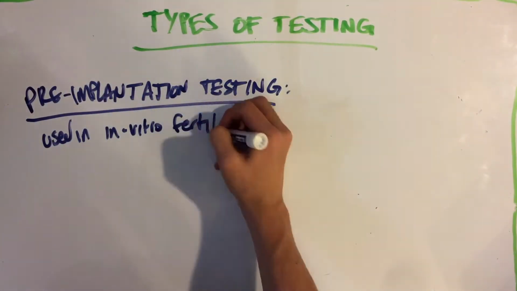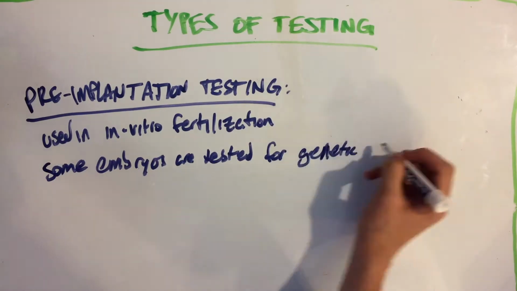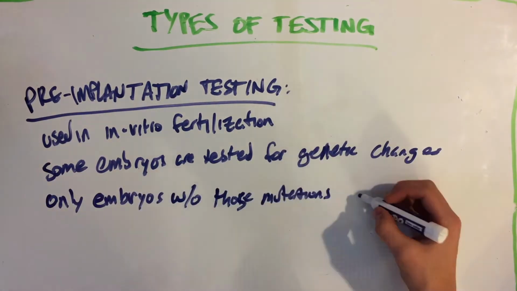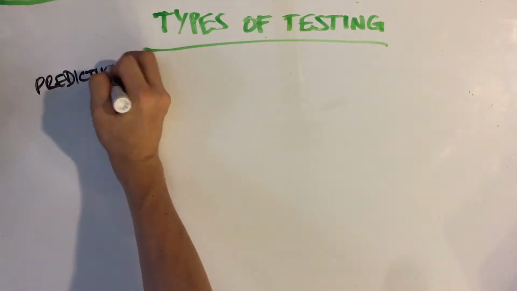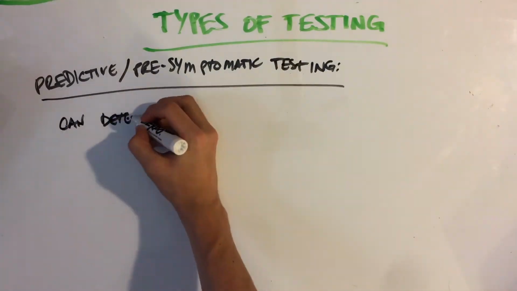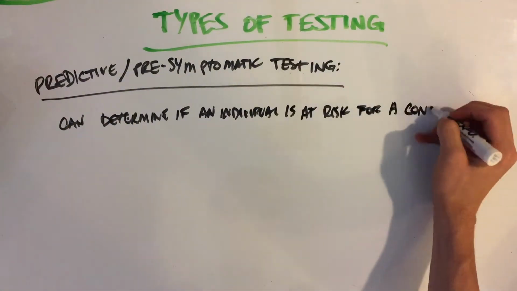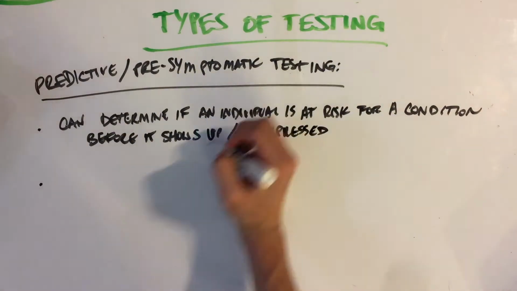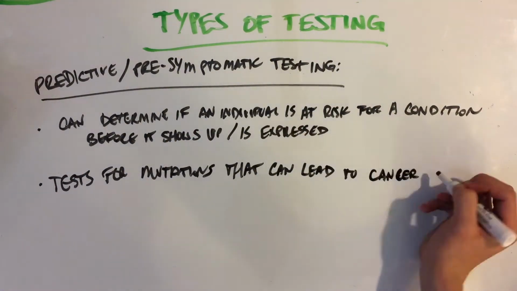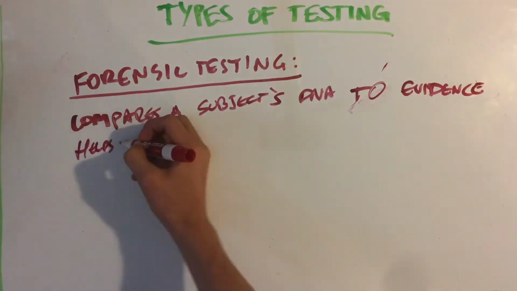Pre-implantation testing is used in in-vitro fertilization, where some embryonic cells are tested for genetic changes and only embryos without those changes are implanted. Predictive and pre-symptomatic testing can determine if someone is going to have some condition before it shows up. It tests for certain mutations that can lead to a higher risk of cancer or some other disease. Forensic testing compares the subject's DNA to evidence to find who committed a crime.